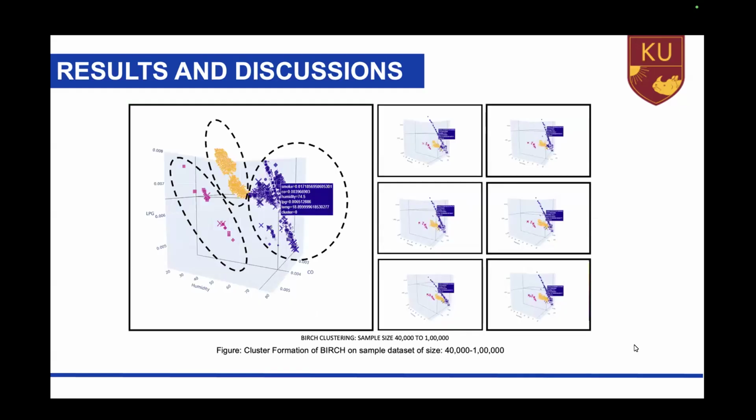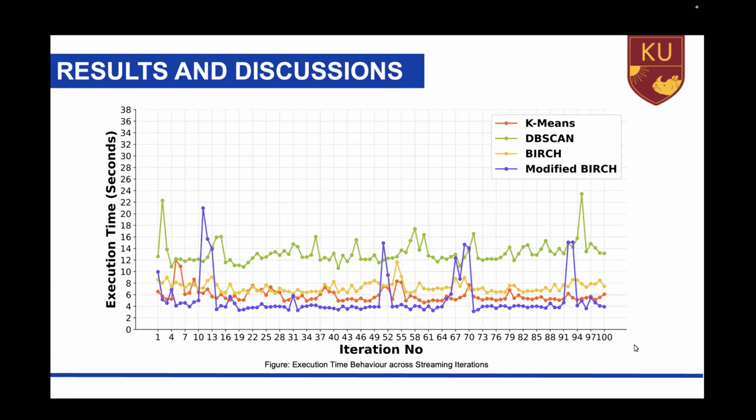As you can see, these were the results from Birch, starting from 40,000 samples to 1 lakh samples. Streaming samples. Let me tell you, these are streaming samples, not just simple values in Excel sheets, right? And from the iteration point of view, the modified Birch that we proposed, the real-time Birch, was pretty strong and had a low execution time compared to the existing algorithms such as K-means, DBSCAN, and the existing Birch. This was for every iteration.